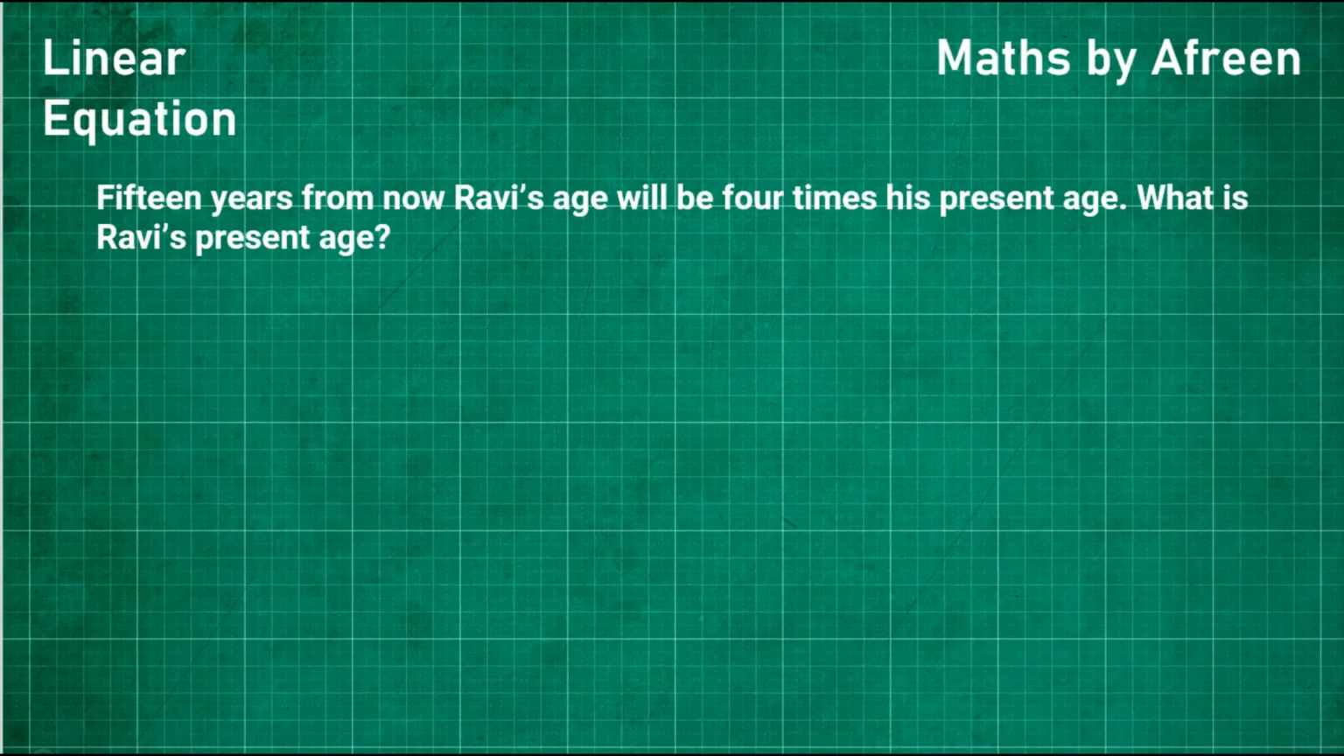Now let's take our next question, that is the ninth question. The ninth question says that 15 years from now, Ravi's age will be 4 times his present age. What is Ravi's present age? What is the unknown value here? Ravi's present age.